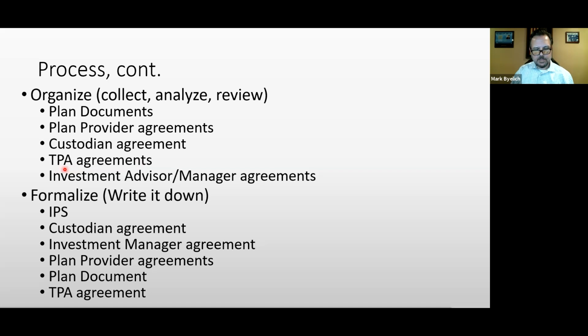So third-party administrator agreements, investment advisor, manager agreements. You've got to understand all the details of that. And of course, you've heard me talk about fees. You've heard me talk about processes. You've heard me talk about implementation. As a plan sponsor, you've got to understand how all these things work. Of course, we formalize it, write it down: an investment policy statement, a custodian agreement, who's holding the money, what they're doing with the funds, how they're handling the transactions, what they're charging for it, the investment manager agreement, if that's separate, plan provider agreements, plan documents, TPA agreement. It's similar to what's above, but you've got to be able to understand and have all those documents with you.